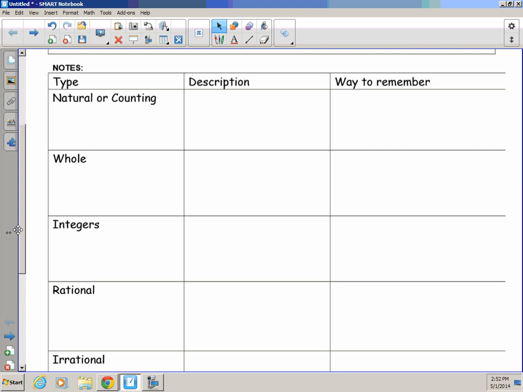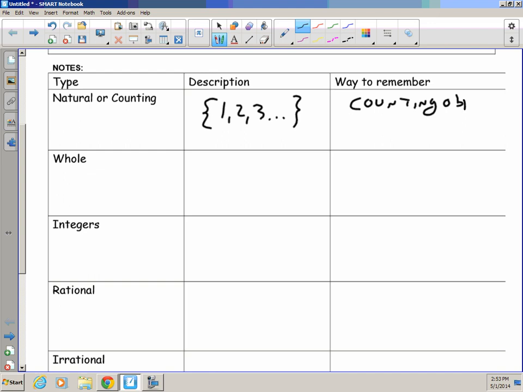And this is really a building process. So what we're going to do is identify the different categories in the real number system. We're going to give you a description and a way to remember it, and you'll see how this builds. So natural or counting numbers are the numbers starting at 1, 2, 3. And what we're talking about is we're counting objects, right? So if we're counting actual objects, it's a whole person, a whole of something, all right? So that's what we're talking about when we talk about natural or counting numbers.